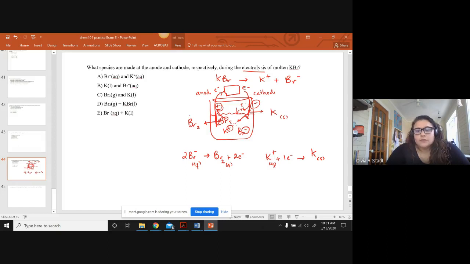Okay. So this is the reaction that's happening at the anode. This is the reaction that's happening at the cathode. What species are made at the anode and cathode, respectively? So if this is the anode, this is being made at the anode, and this is being made at the cathode. So I'm going to find bromine gas and potassium. Oh, and for anodes, there's always oxidation, and then for cathodes, there's always reduction.